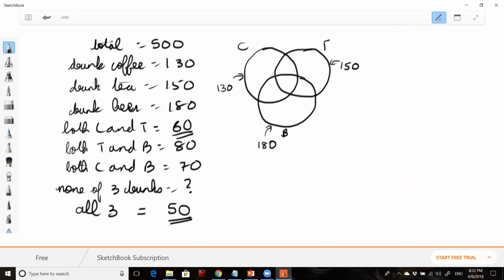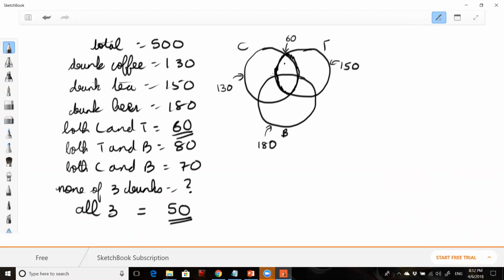60 students drink both coffee and tea. For those who put 60 in this region, you're completely wrong because that region represents people who drink coffee and tea but not beer. When I say 60 students drink coffee and tea, I'm asking you to consider that this entire intersection is 60, because that region represents people who drink both coffee and tea.